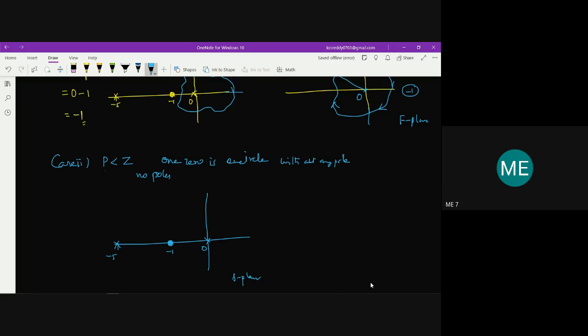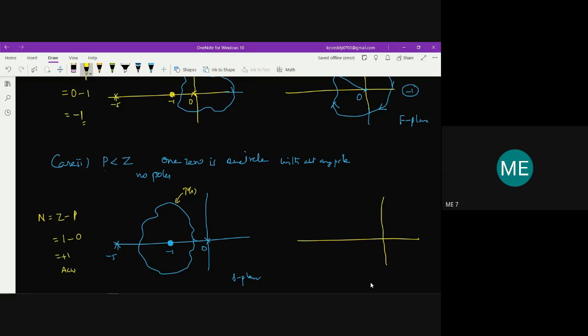Considering this statement, if I draw an arbitrary tau of S path, it starts like this. Now if I draw the F plane for this, the number of encirclements N is equal to Z minus P. Here Z is 1 and P is 0, so N is 1. The +1 talks about the anti-clockwise direction.